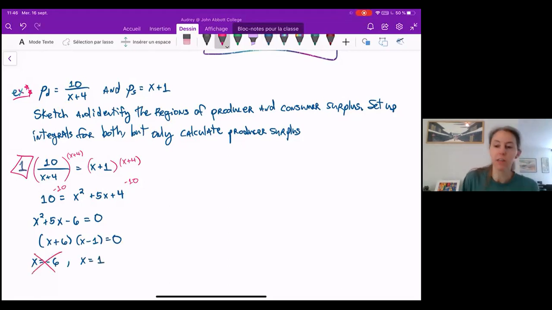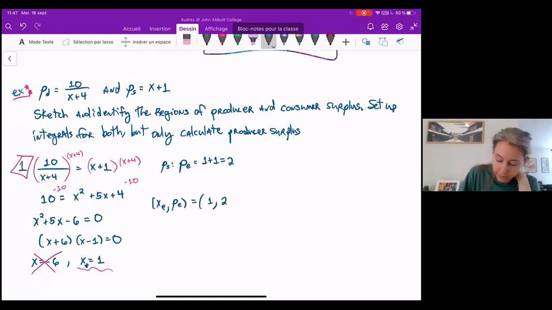I get rid of the negative 6. I only keep the positive. Negative values do not make sense in terms of consumer and producer surplus. We're not going to have a negative number of units. So that's my x sub e. And then I can plug it into whichever one I want to find my p sub e. Clearly, the supply function looks really simple to plug into. So we'll plug into my supply function to get p sub e is equal to 1 plus 1 is equal to 2. So my equilibrium point is 1, 2. Pretty straightforward.